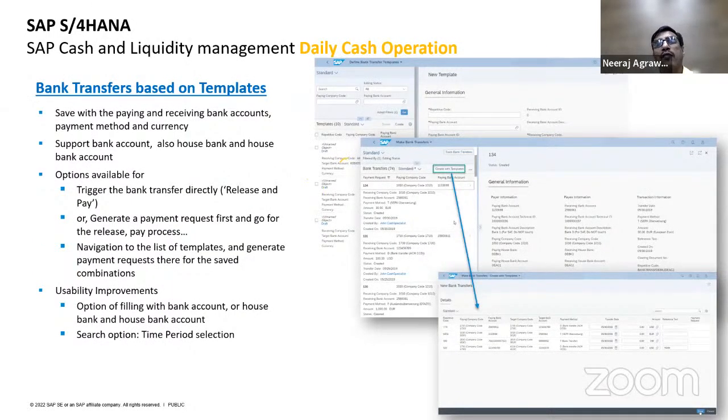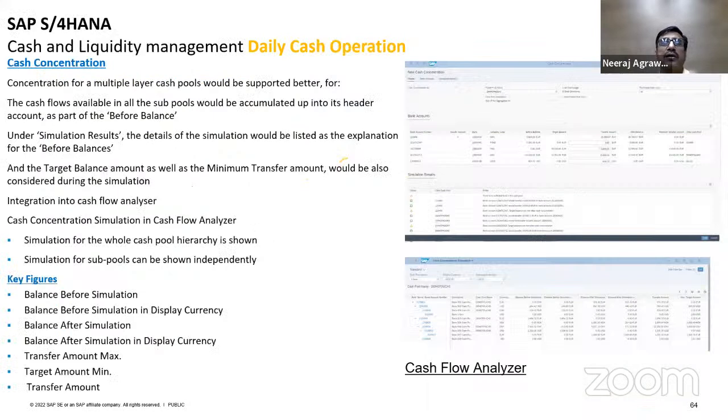Also, for faster bank transfers, there are templates available, based on which you can do much faster transfers. These support your direct transfers or your payment request and payment process related transfers. So this improves the overall bank transfer experience.